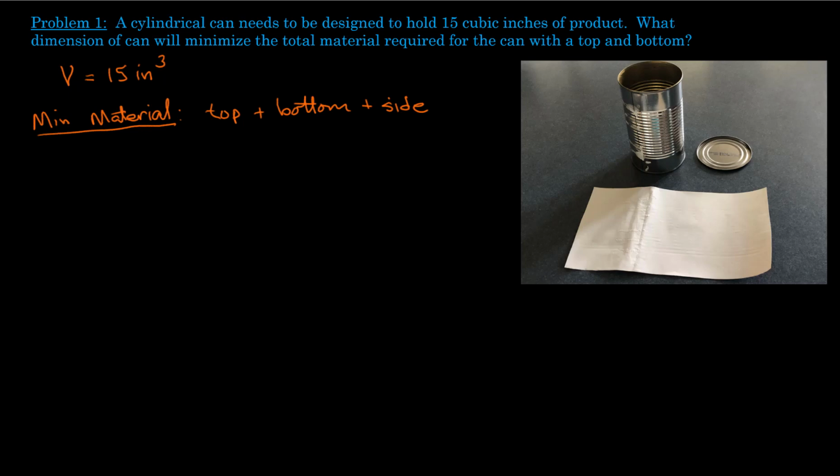Well, let's think about how you would determine the amount of material required for each of these pieces. The top is a circle. Now, if we're talking about material, we're actually talking about area. So over on this picture of this lid, we're asking what is the area of the lid? Well, the area is going to be pi r squared. The same thing is true for the bottom. It's going to be pi r squared.